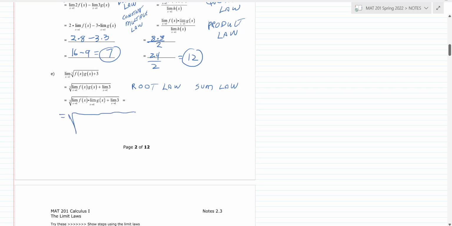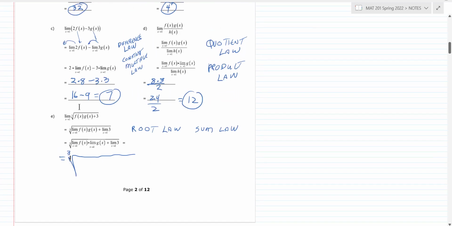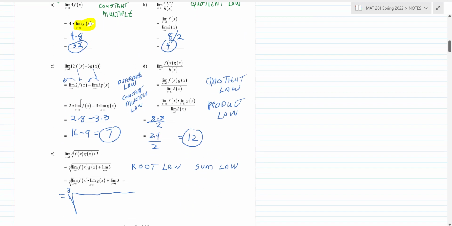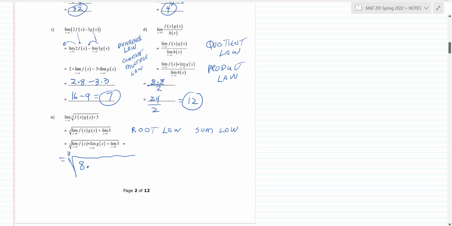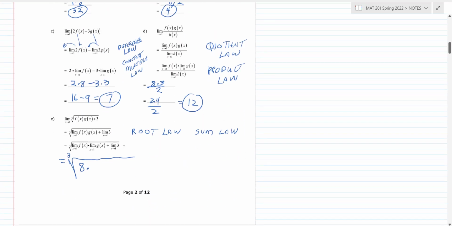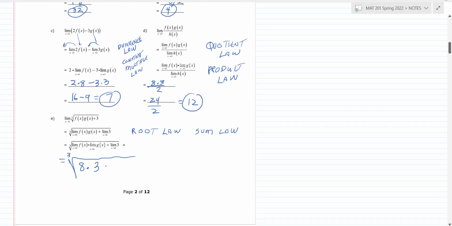So I've got the cube root, and what we have here is the limit of f of x. Going back to the top of the page, that was 8. The limit of g of x was 3. And then you get this, the limit of 3 as x goes to 1, well, that's equal to 3. I didn't give that to you because I don't have to. So anytime you do a limit of a constant, and x can go to any value, it's just equal to that constant.